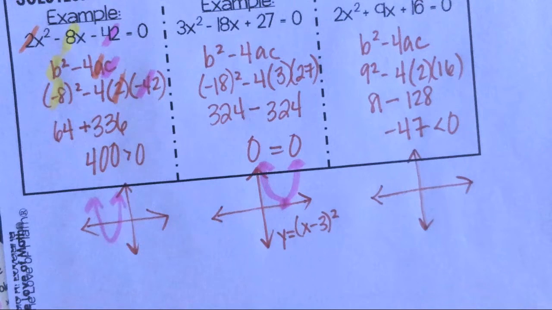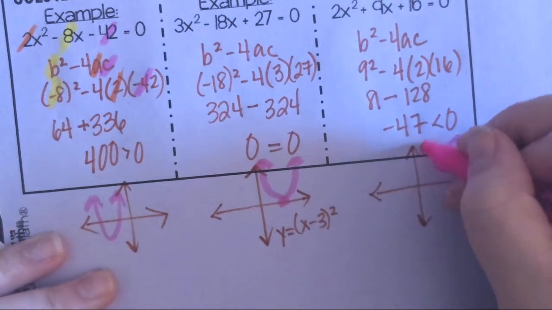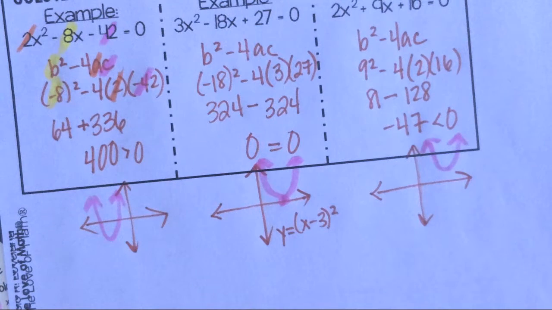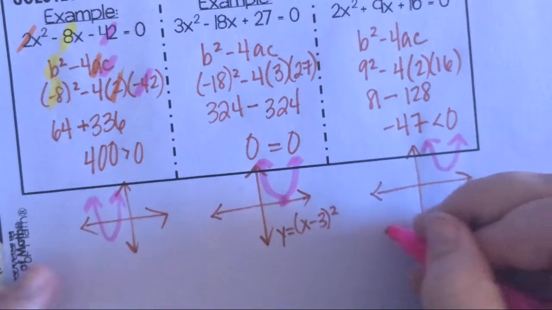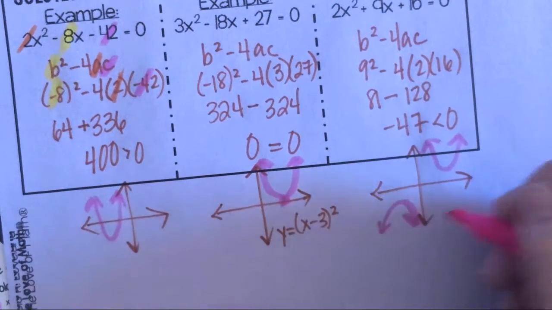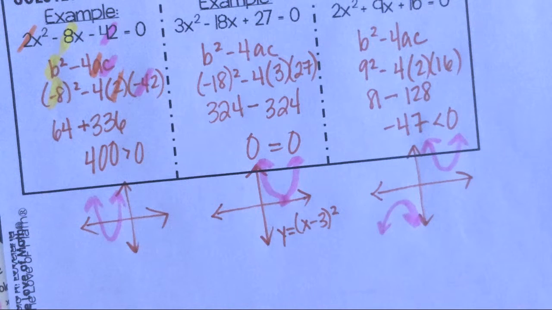So what does that mean about our graph? It doesn't touch the x. It cannot touch that x-axis. It's still a parabola. It just cannot touch that x-axis. It could be like this, or maybe it's down here like this. But regardless, it's not crossing that x-axis.